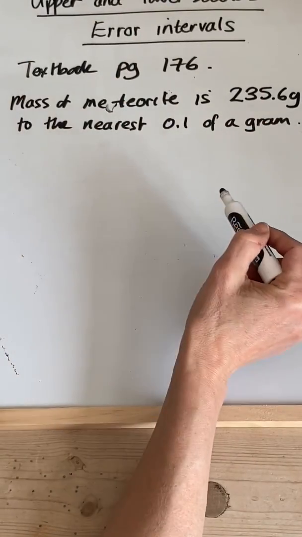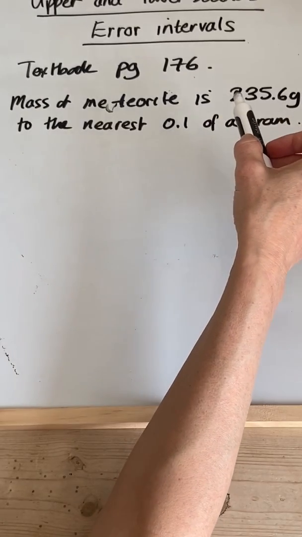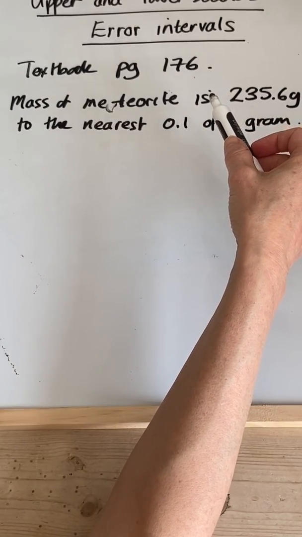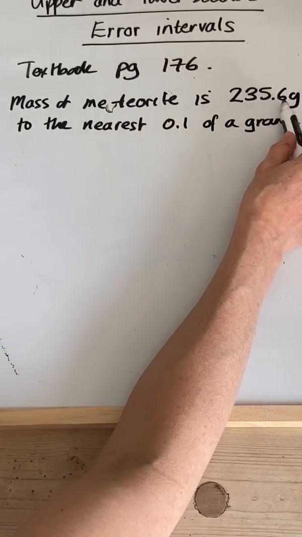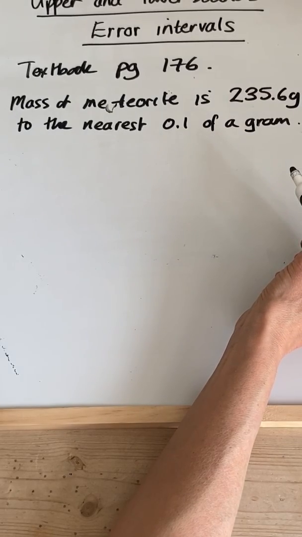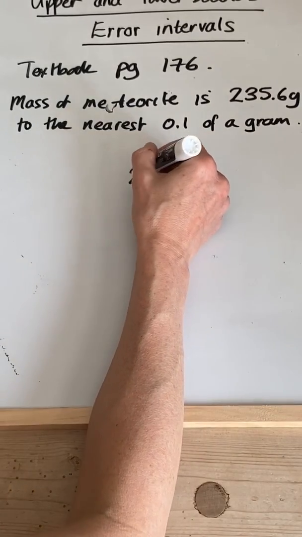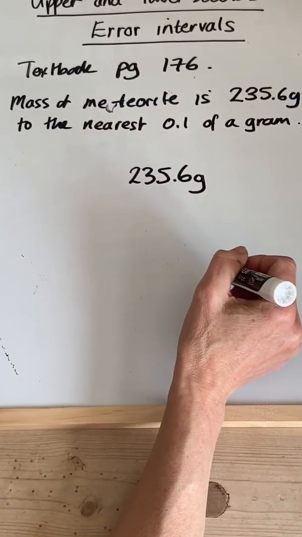Now, it doesn't say what it's rounded to in the book. It just says the mass of a meteorite is given as 235.6 grams. But we know that it's been rounded to 235.6 because that's what it's been stated as, okay? So here's our 235.6 grams of a meteorite, okay?